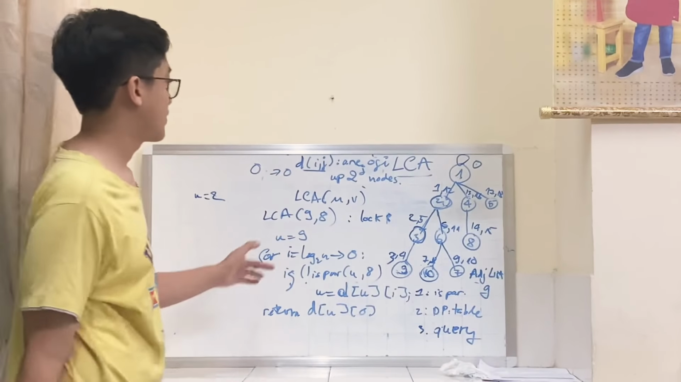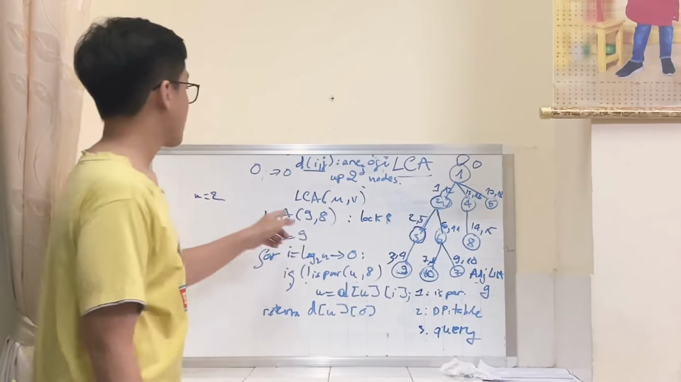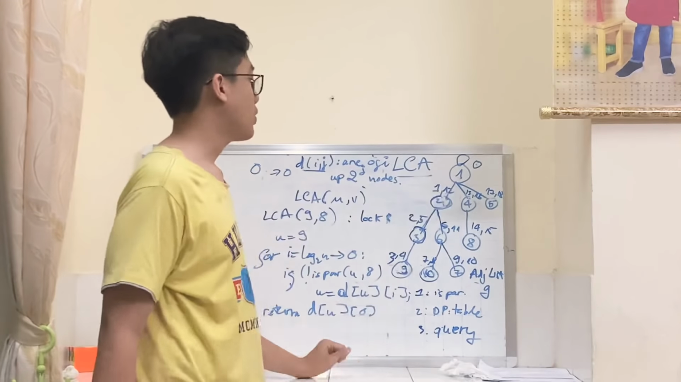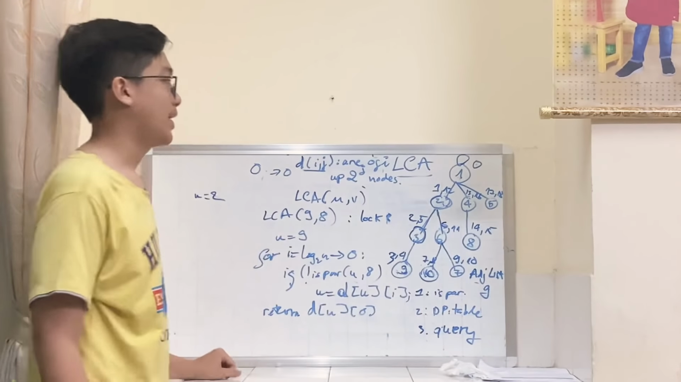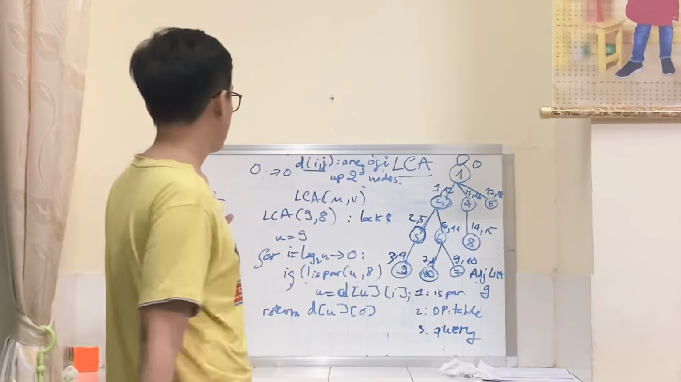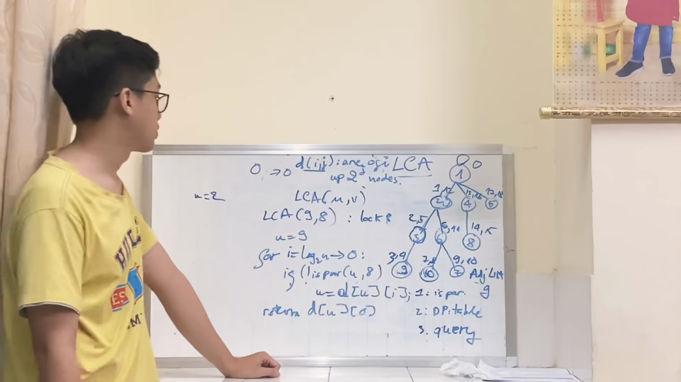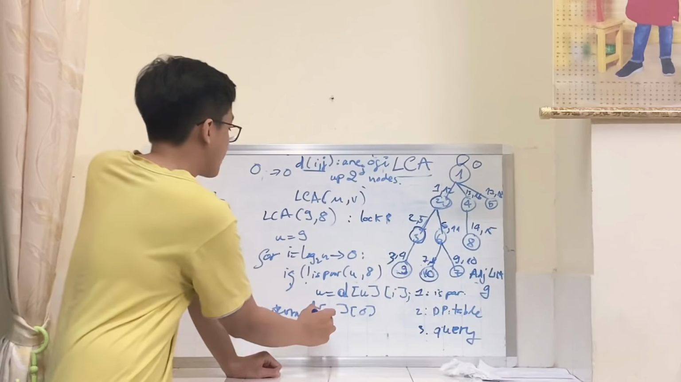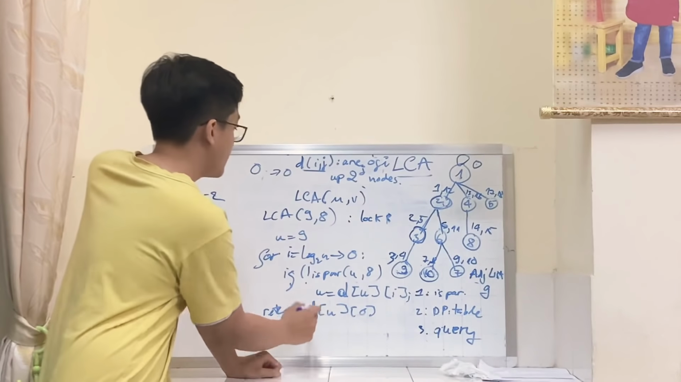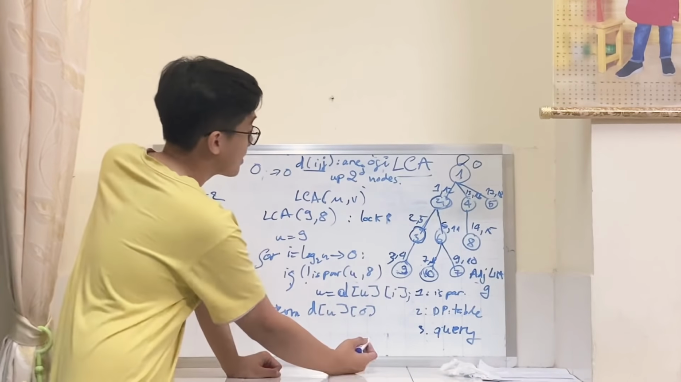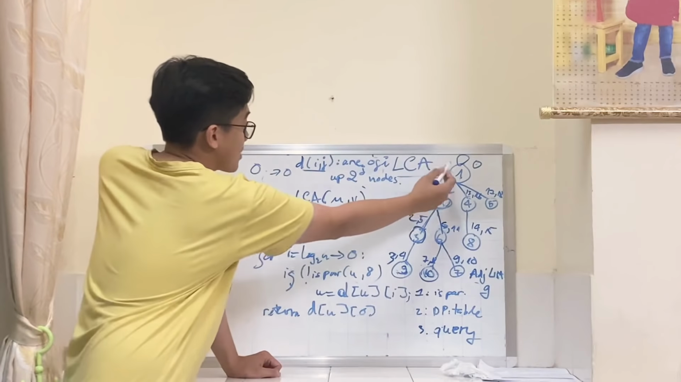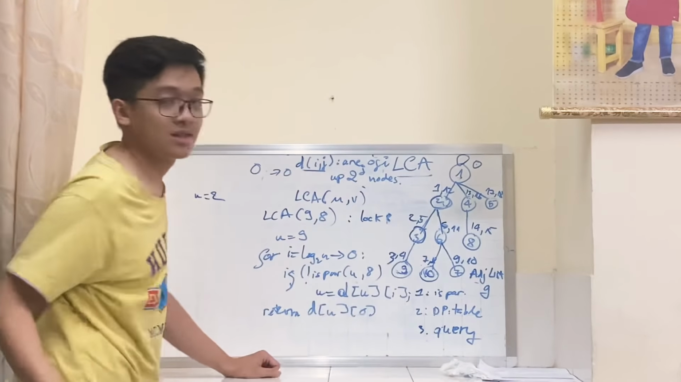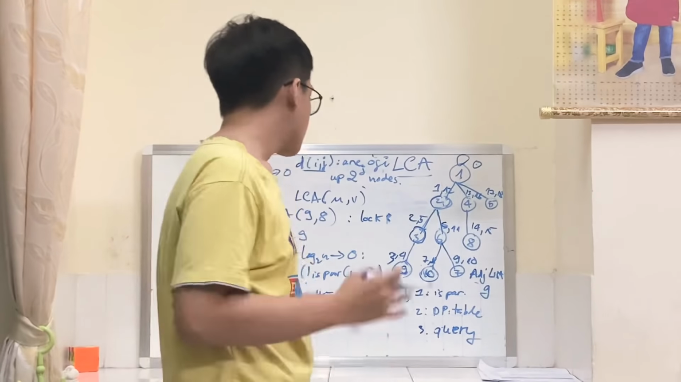So at 0, d2 0 is the parent of node 2, which is 1, and 1 is a parent of node 8. So u is still equal to 2. Then we are out of the for loop, and we return du 0, which is d2 0, the parent of node 2, which is 1, and 1 is the lowest common ancestor of 9 and 8.